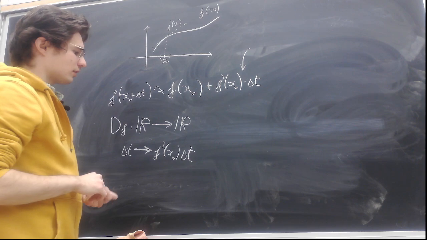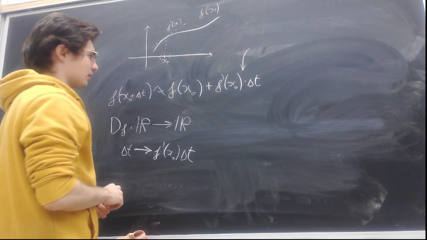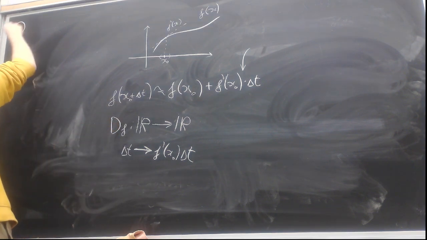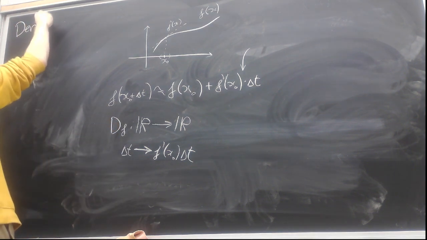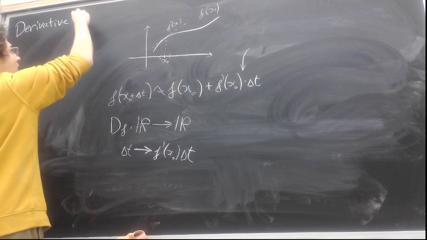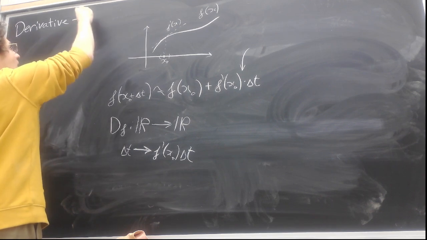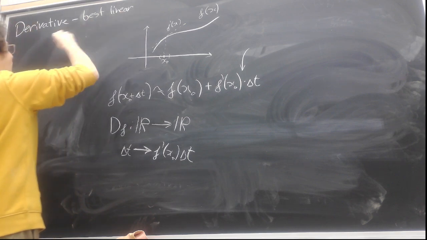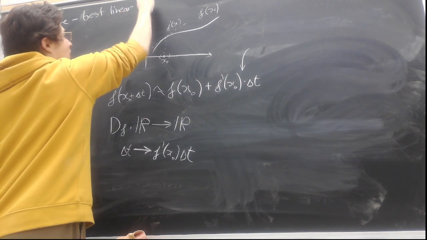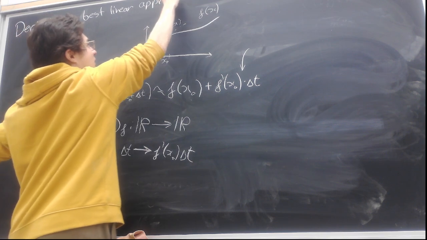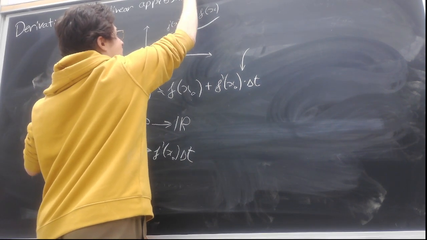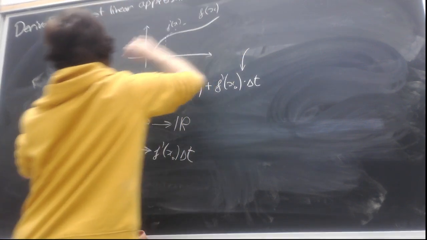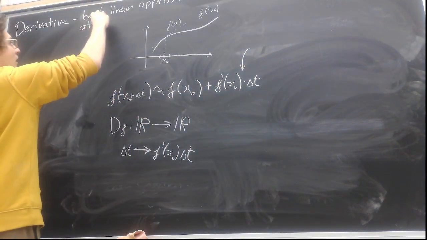Right? So in some sense, this is the big takeaway: the derivative is a best linear approximation at a point. So let's go here, at a point.